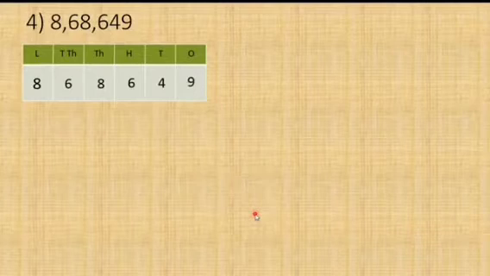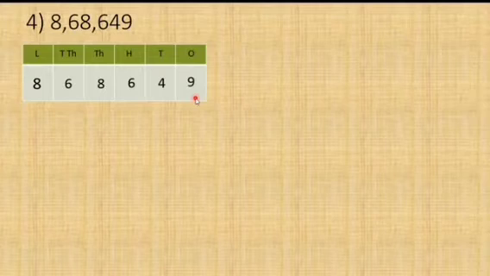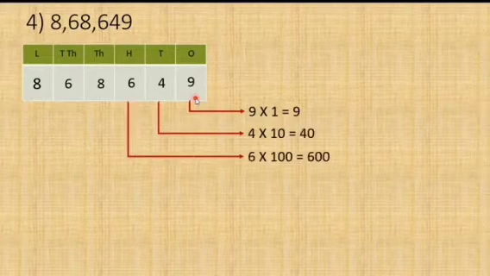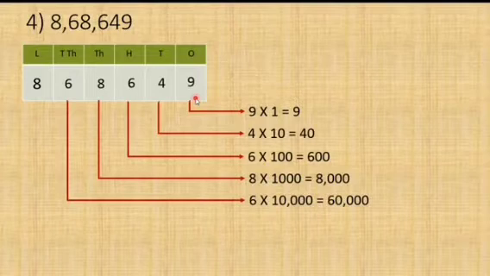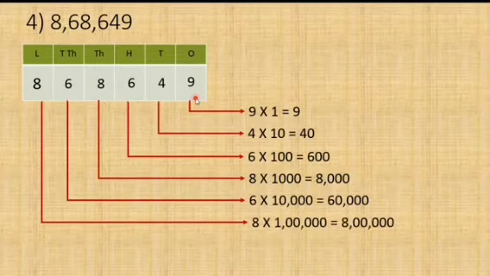Now going on to the next problem, we have 6 digits again. So children, as you all know, we are supposed to draw a place value chart with 6 columns and fill in all the digits in their respective place values. Now 9 multiplied by 1 gives you 9, 4 gives you a place value of 40, then 6 as 600, 8 as 8,000, then 6 again gives a place value of 60,000, then 8 in lakhs place gives you 8 lakh.